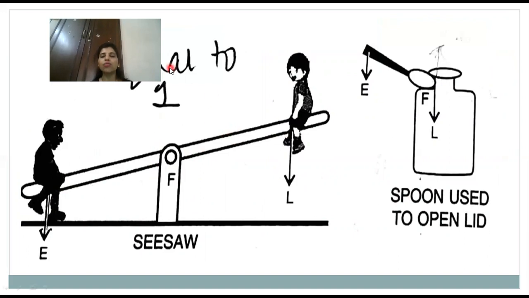we are not going to talk about MA right now. You have to just understand how to identify the class of lever. So if the fulcrum is at the center, and load and effort are on either side, then it is a class 1 lever. Here also you can see a spoon used to open the lid. So the fulcrum is at the center, load and effort are on either side. So it is a class 1 lever.